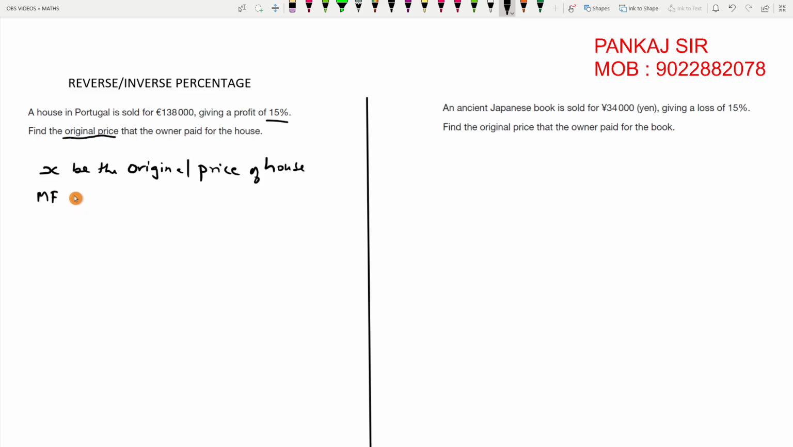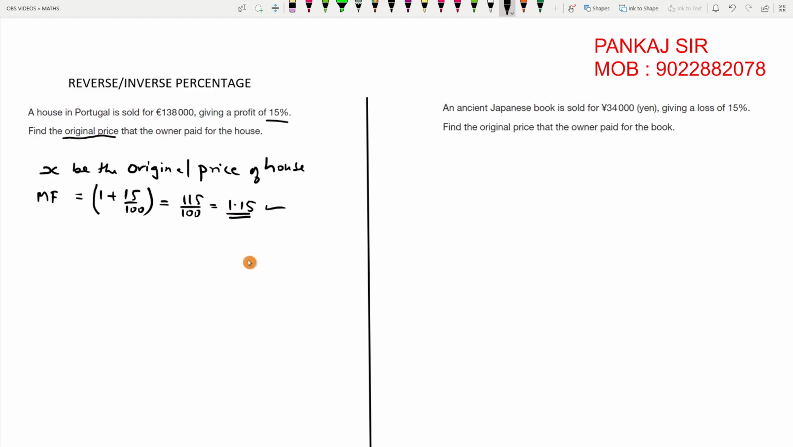So first of all, you will have to find out what is the multiplication factor for this particular question. The multiplication factor is equal to 1 plus your profit percentage, which is 15, so 15 upon 100, right? Now when there is a profit, it will be 1 plus 15 upon 100. If it was a loss, it will be 1 minus 15 upon 100. So this is a profit of 15%, so you'll do 1 plus 15 upon 100, which works out to 115 upon 100, which in turn works out to 1.15. So this 1.15 is your multiplication factor.